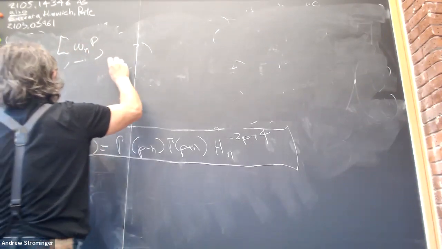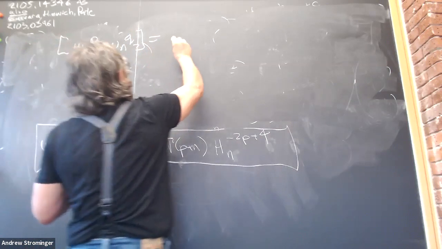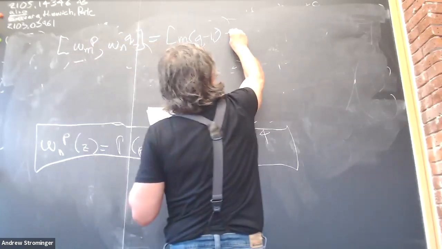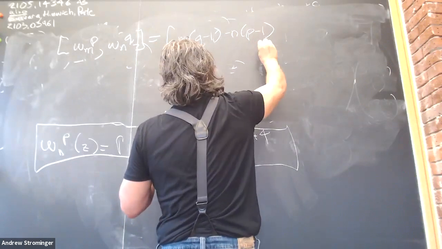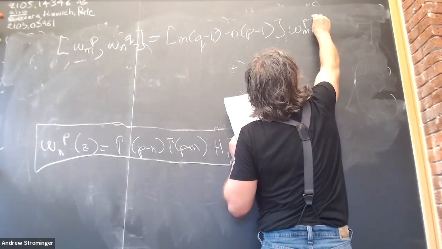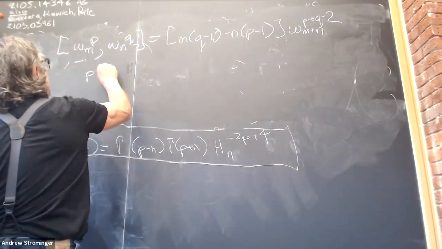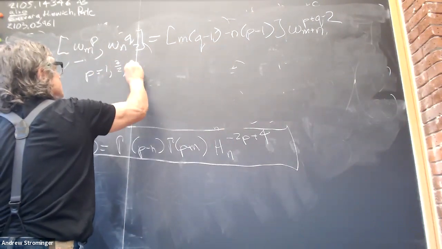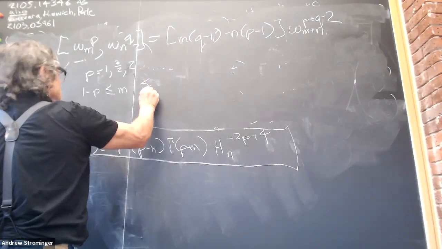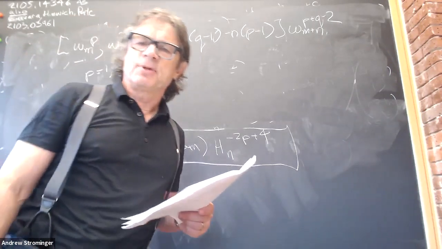the commutator of w^p_m and w^q_n, these are currents again, is [m(q-1) - n(p-1)] w^(p+q-2)_(m+n), where now p runs over positive integers, one half and so on, and 1 minus p is less than or equal to m, less than or equal to p minus 1. Okay, so this is a very simple algebra.